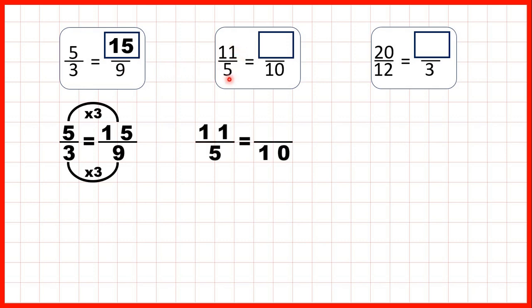Now, 11/5 is equivalent to how many tenths? Well, 5 times 2 is 10. What we do to the denominator, we do to the numerator as well, and 11 times 2 is 22.